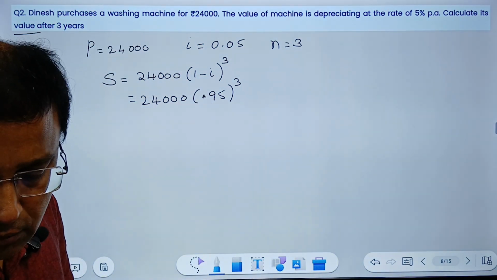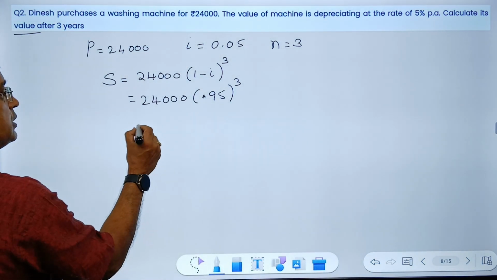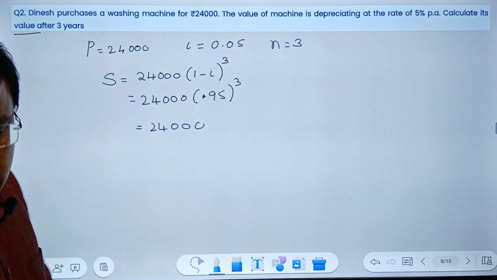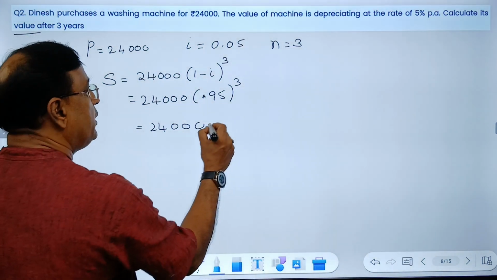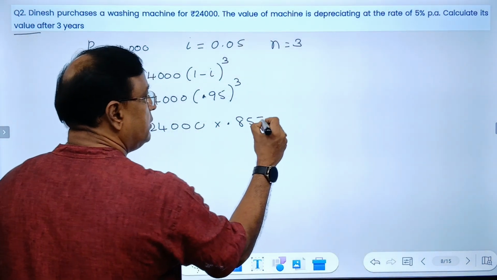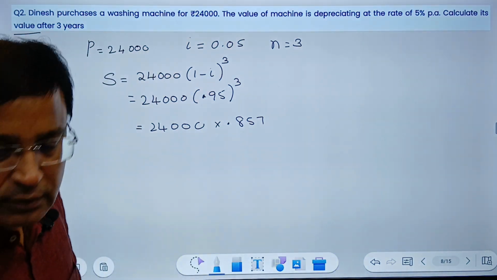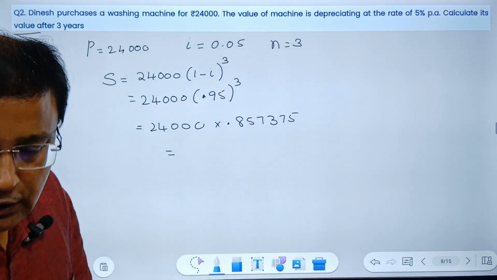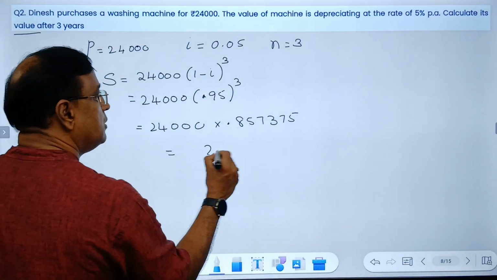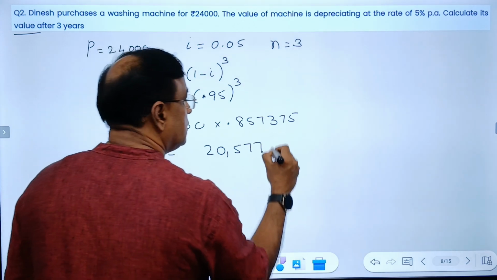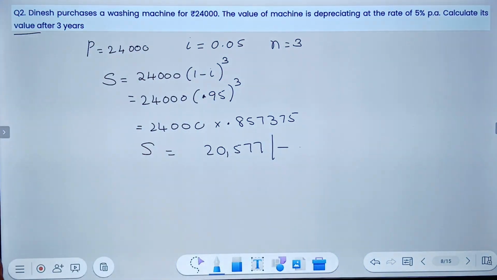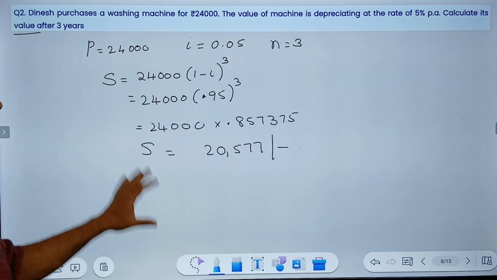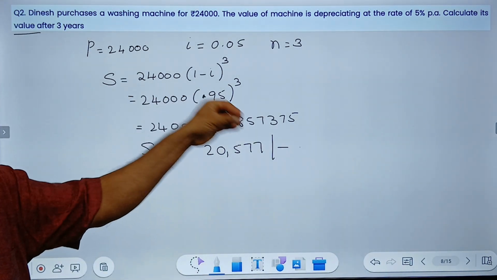Now you can use logarithm or you can do normal multiplication. Many prefer normal multiplication because the number is with 5, so it must be easy for you. So I am getting 0.857375. This is what I got when I did the calculation. If there is any mistake, you can correct it. So it is 20,577. This is the value at the end of 3 years. Is it clear? Just apply the formula, nothing else.